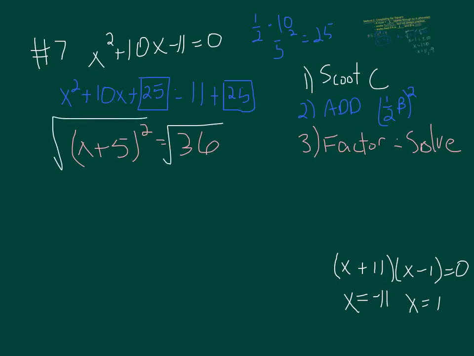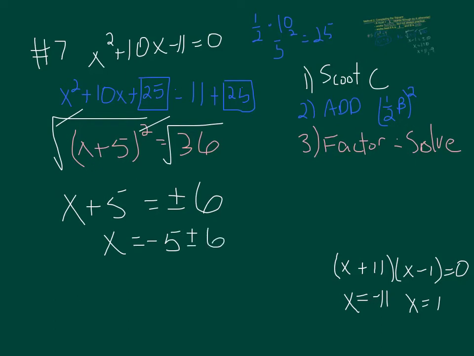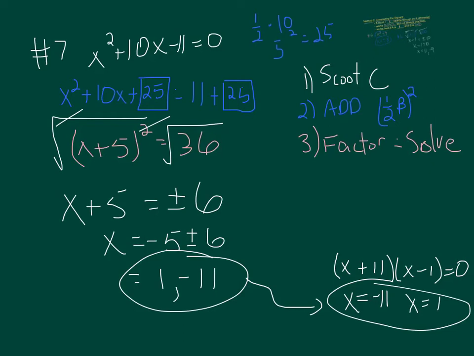Square root this side. That's x plus 5, because that and that kill each other. Square root of 36 is plus or minus 6. Don't you dare just say 6. And solve. Pick up the 5 positive, drop it off negative. X could be 1 or negative 11. And look at that. We got the same answers by completing the square as we did by factoring.